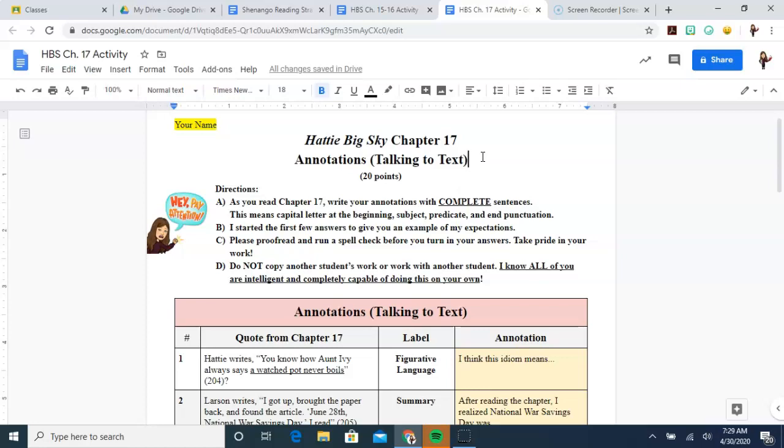Or if you're not sure why a character does something, like what was their motivation behind doing that action, you should look for clues in the text. You should maybe go back a few pages and see if there was any kind of indication as to why the character would do that.